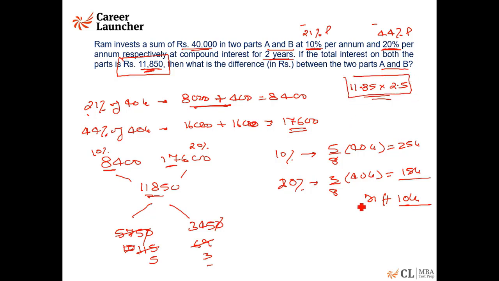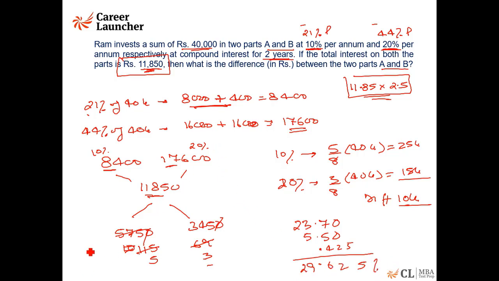By the way, what is 11.85 into 2.5? Let's look at that. 11.85 into 2 will be 23.7. 11.85 into 0.5. Half of 11 is 5.5. And half of 0.85 is 0.425. So 5, 2, 7, 5, 12 and 4, 16. 24 plus 6 plus 5 is 29. Okay. So this is the average interest.